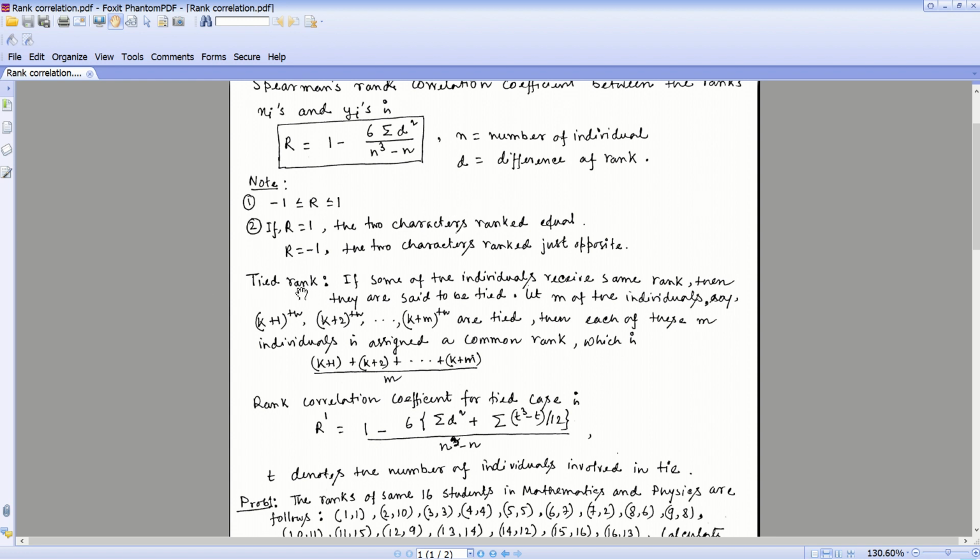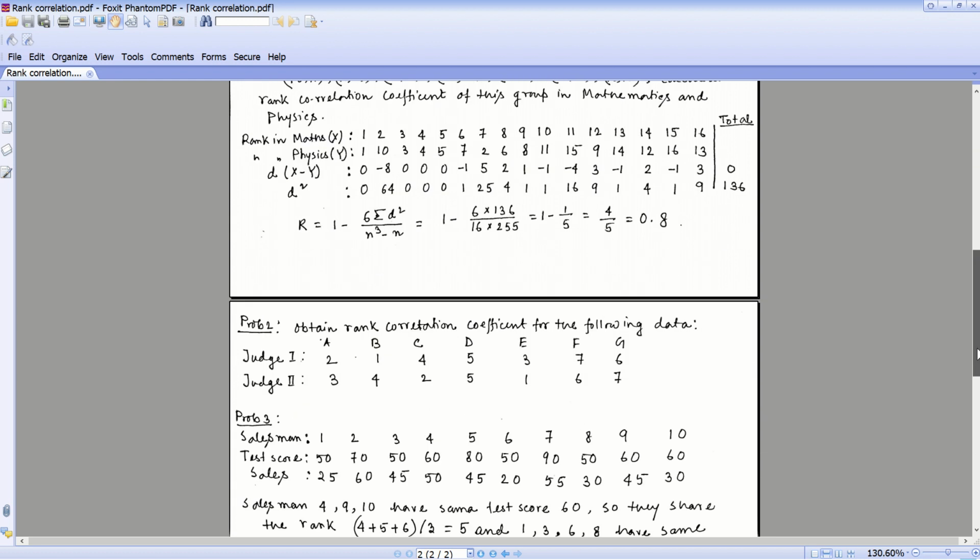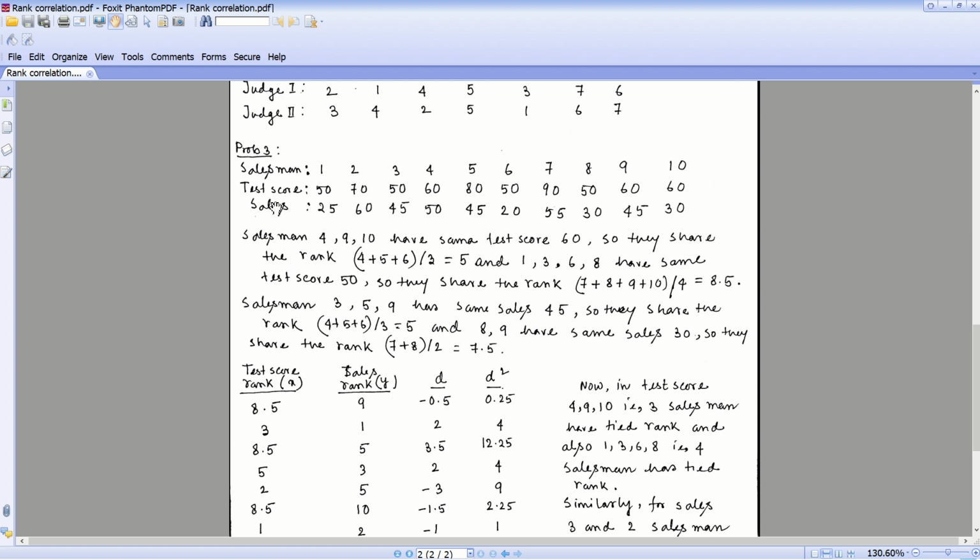Now the next thing is tied rank. What is tied rank? Tied rank means suppose two individuals got the same rank. Then how to find out the rank correlation coefficient? So here also I am going to explain by taking a problem. Here a problem is given. There are 10 salesmen and their test scores and sales are given here. The test score for salesman 1 is 50, salesman 2 is 70, like this, and sales for salesman 1 is 25, salesman 2 is 60, like this.